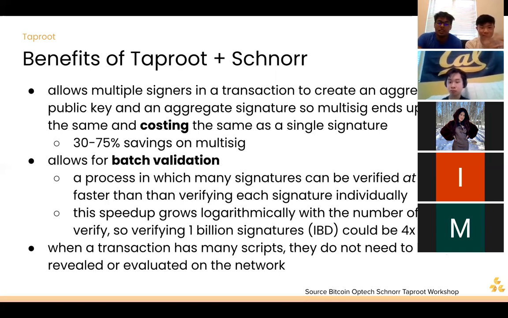And so, with the onset of batch validation, you can tell that not only, as I mentioned, are new nodes able to join the network quicker, but also miners are able to propagate new blocks faster, which just increases the efficiency of the entire network.